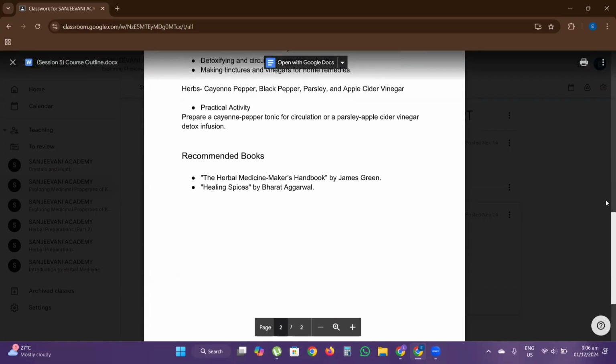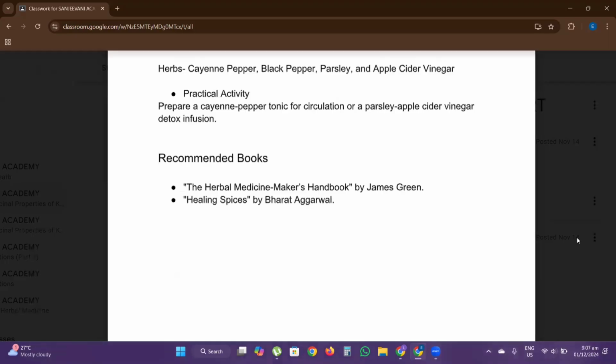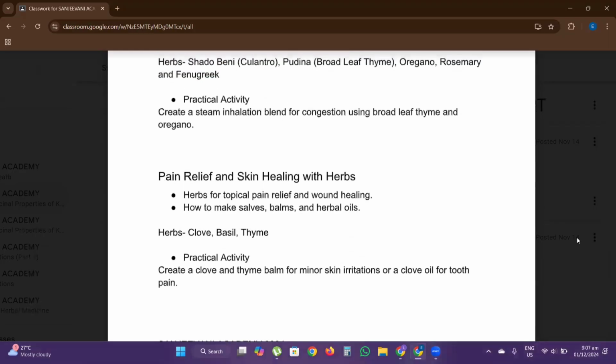So here is the recommended books. You could access it. I think I shared some of these already, but it's just 2 books. You can get it.